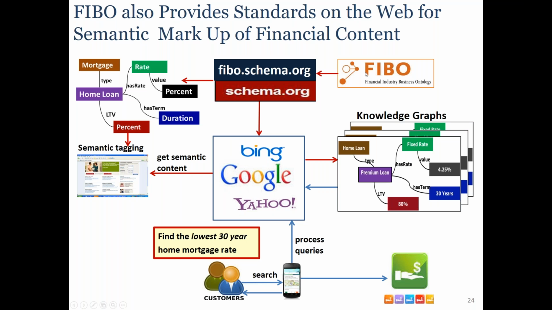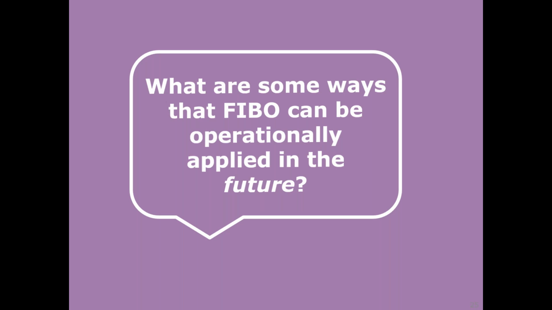Appreciate that. Thank you. So FIBO is collaborating with schema.org, which is Google, Bing, and Yahoo, to create the semantic tagging, and we'll be building out over time much more financial content that will be rendered by machines over the web. So how can FIBO be applied in the future?